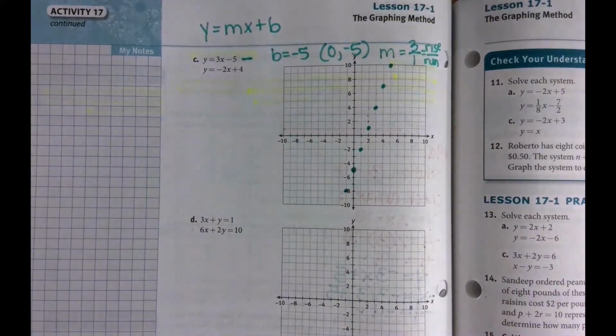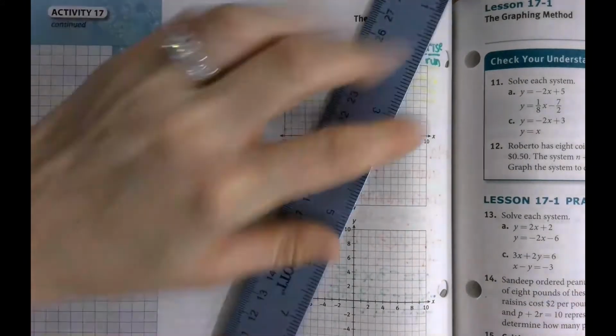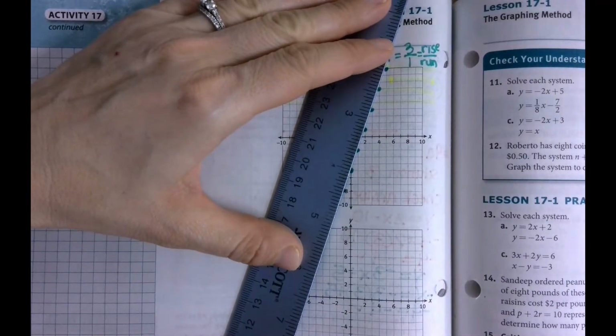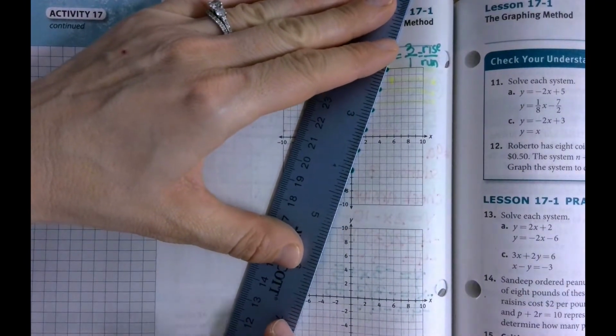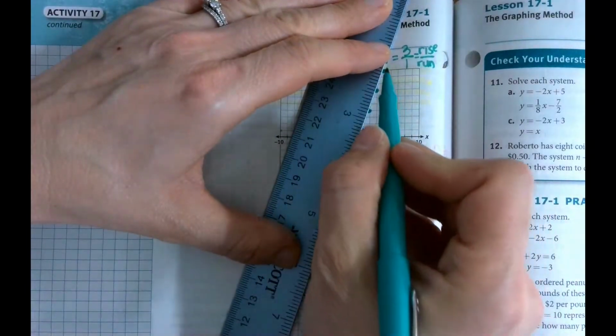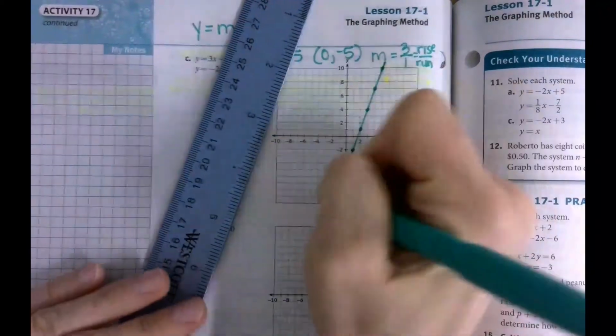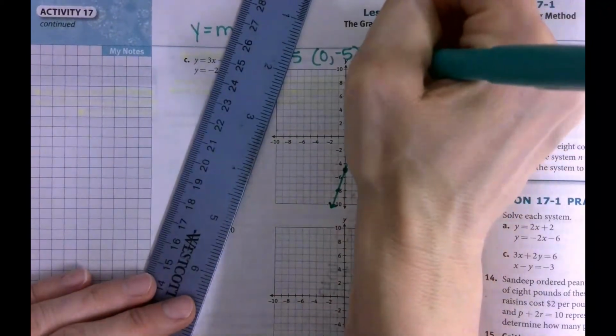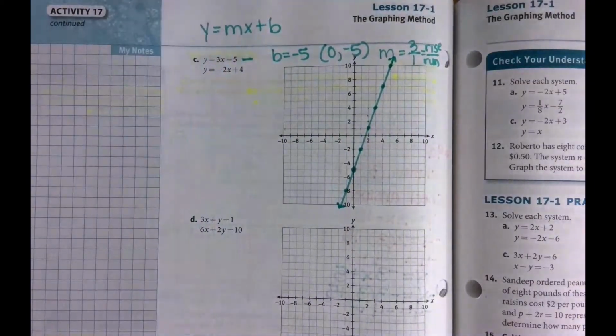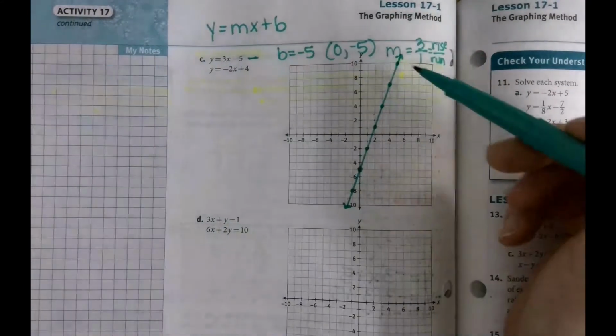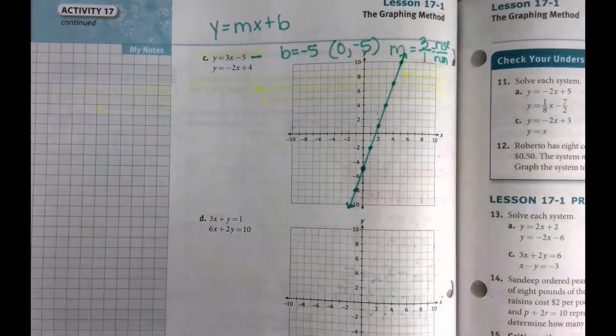Always use a ruler to draw a straight line connecting your points. If for some reason your points don't form a straight line, that means you did something wrong when you were graphing it, when you were calculating the slope. So always make sure it forms that straight line. These are all linear functions.